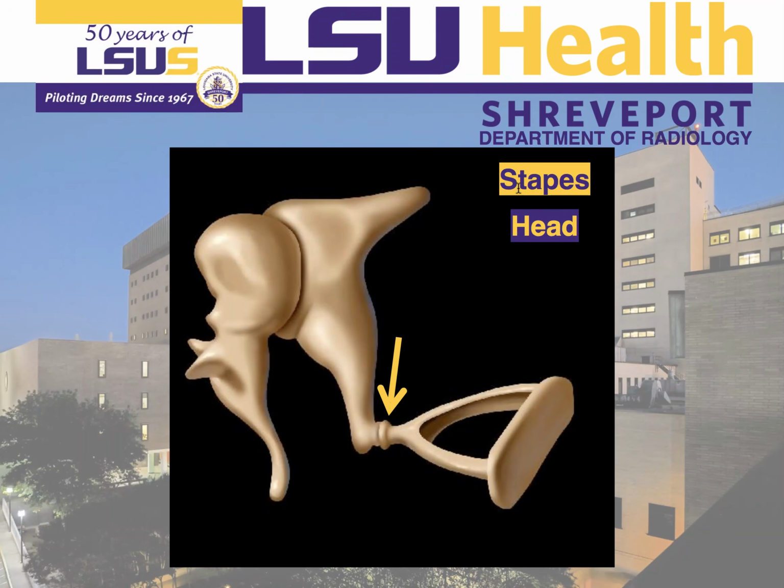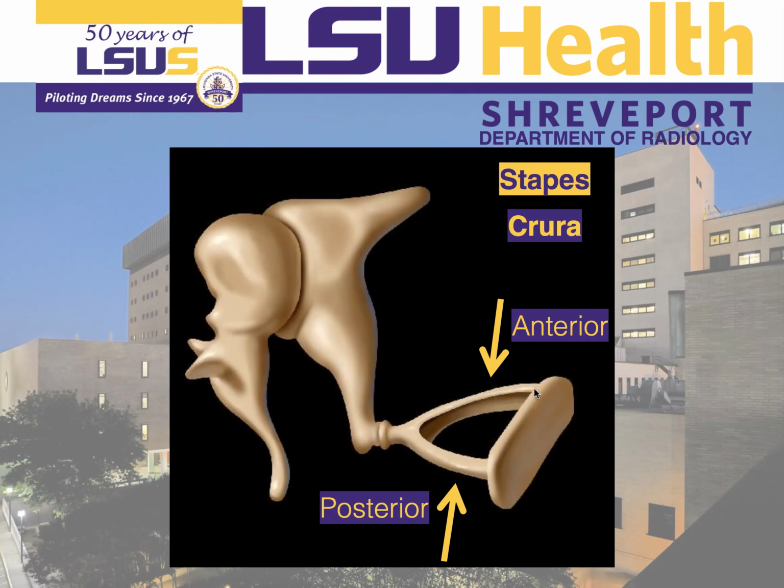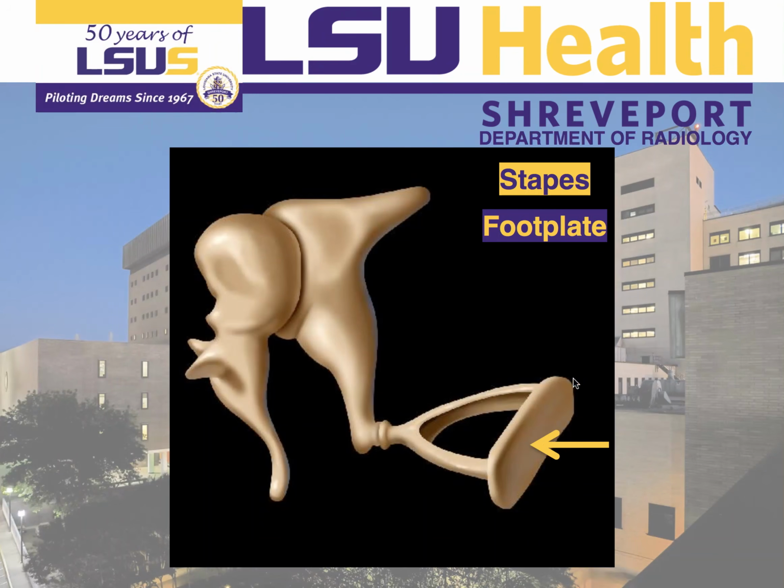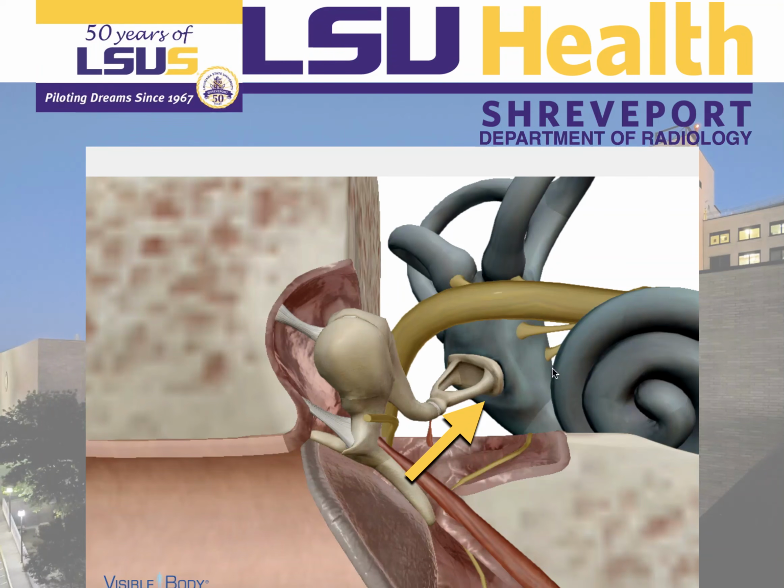Now let's go to the stapes. The stapes has its head, its crura, the anterior and the posterior, and the end footplate that attaches to the oval window. Okay, here you can see the stapes attaching to the oval window in the vestibule. Okay, the vestibule is part of the inner ear. We're gonna talk about it later.